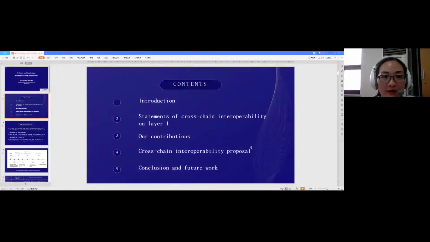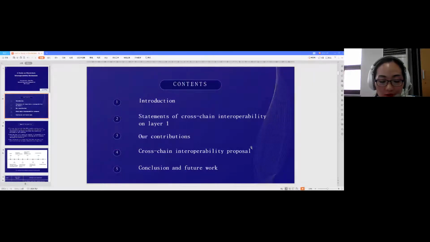My presentation can be divided into 5 parts. Here is the outline of my presentation. First of all, I'll give a brief introduction to my research, including the relevant literature, the research findings, and mainstream hierarchical cross-chain solutions. Then, I'll give a more detailed description of cross-chain interoperability issues.